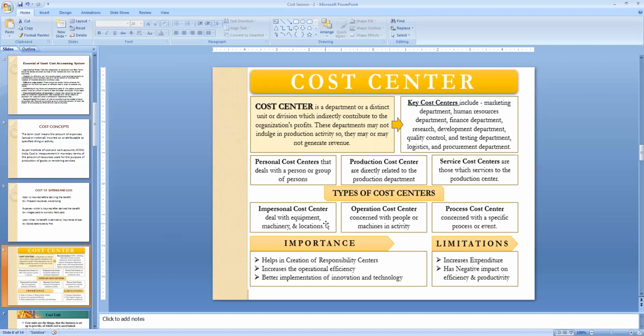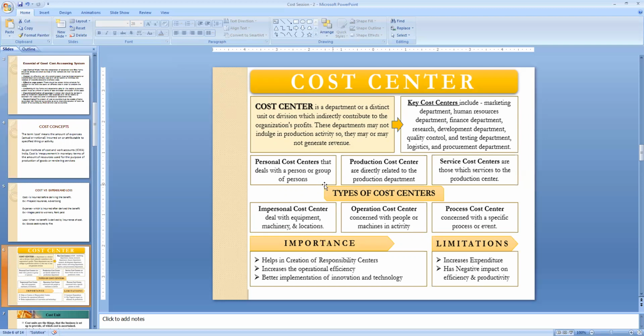As we heard in the previous class, we have come across cost center and cost units. What do you mean by cost center? A cost center is a particular department, or a unit, or a separate division, or a location, or a person, or a type of equipment, where we assign, calculate or ascertain the costs, which are used for the purpose of control. That is called a cost center.